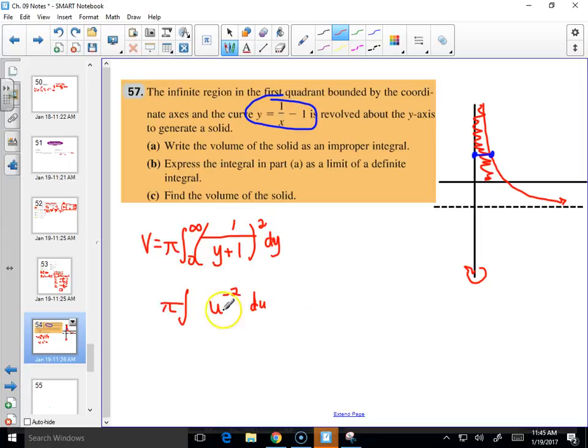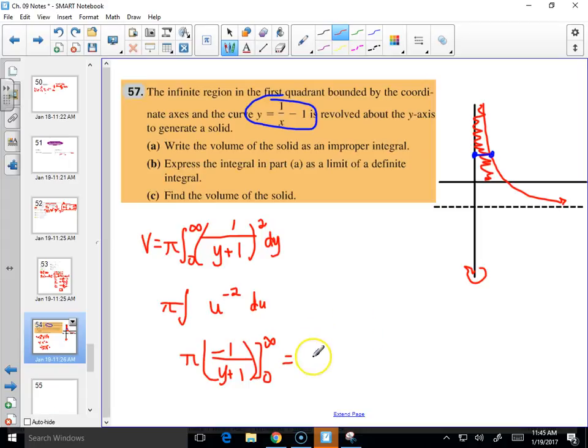We'll get to the bounds in a second, right? Because u is y plus 1, so du is just 1. So we end up with u to the negative 1, so negative 1 over y plus 1, times pi. But we're going from 0 to infinity.